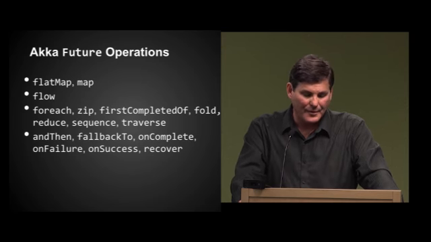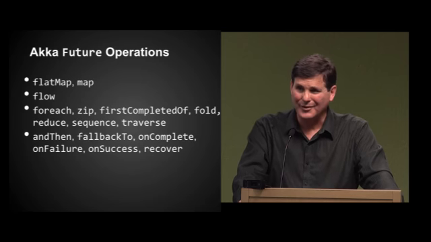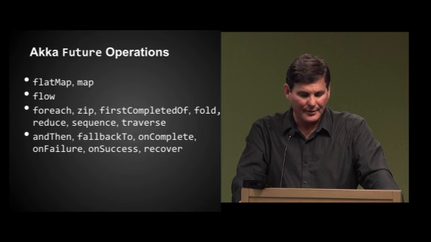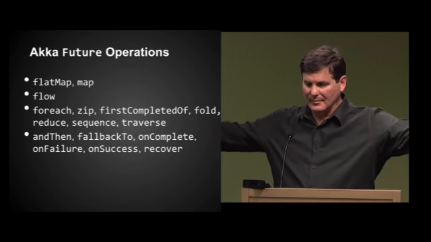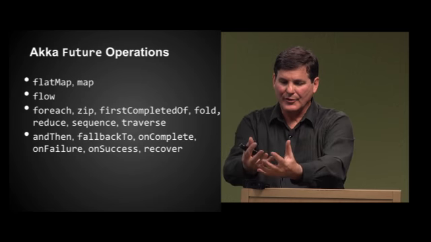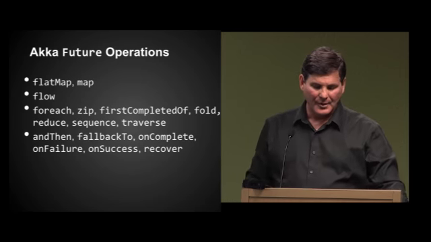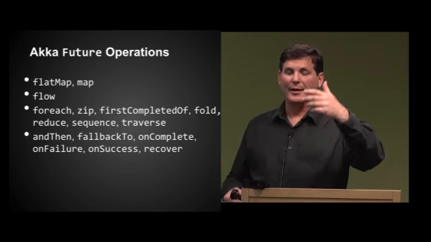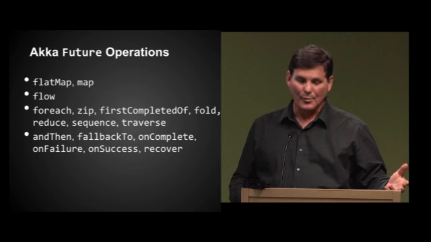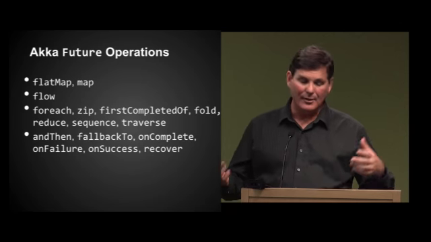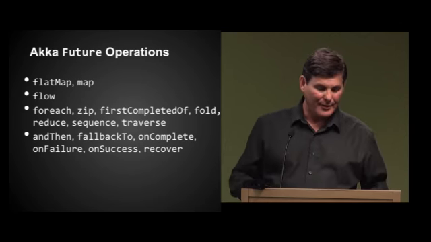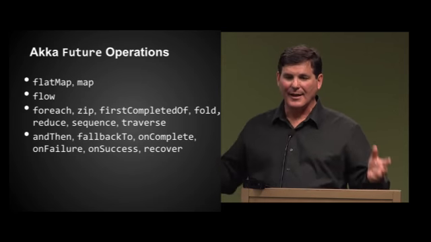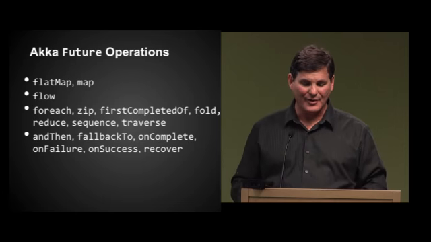Then you have these collection operators, reduce and sequence and traverse. They're kind of related to fold, actually. I should have put them all together. These are just ways of taking collections of futures and coming up with some kind of result from that. And then you have error handling and sequencing, and they're somewhat related. So try, catch, finally constructs would be built out of things like onComplete, onFailure, onSuccess, recover, fallbackTo, and andThen. So all that stuff at the bottom, that's try, catch, finally. I have a code example for that.